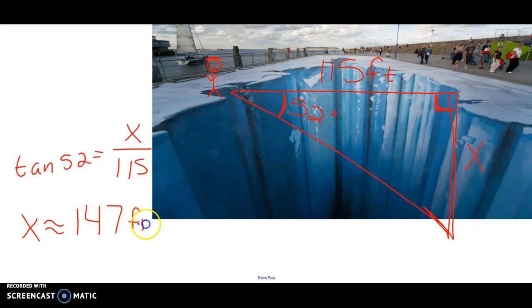147 feet. Why did you say about? Why can't you say equals? Because it's not exactly. That decimal goes on forever. So if you're ever rounding, that means about.